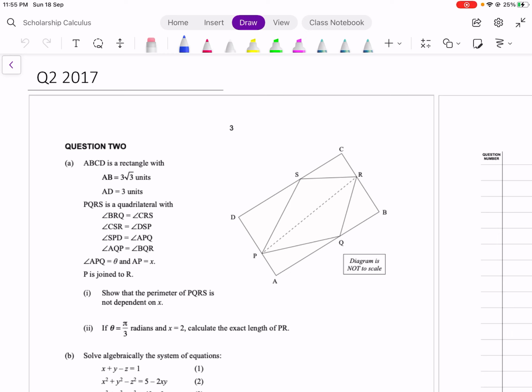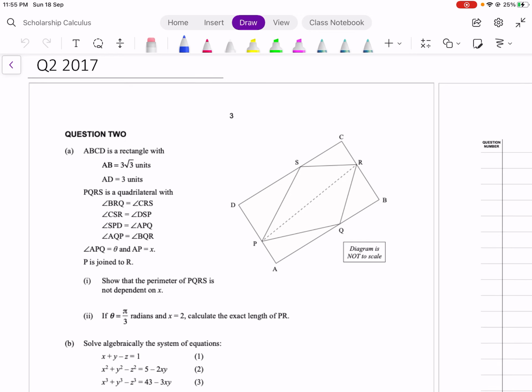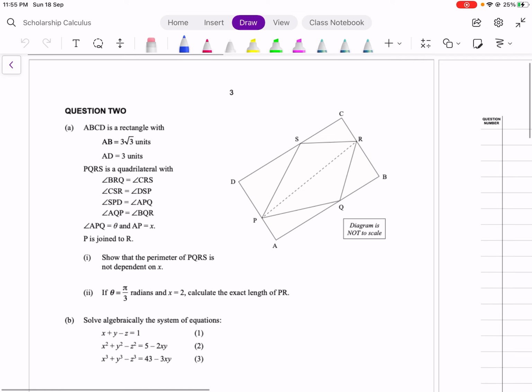Kia ora and welcome to this video on question 2 of the 2017 Scholarship Calculus exam. Two parts to this. The first part is a question involving a parallelogram, or at least we don't know it's a parallelogram until we work out some stuff. And the maths involved is trigonometry, and then question 2b is a quite nasty system of equations. Okay, part A.